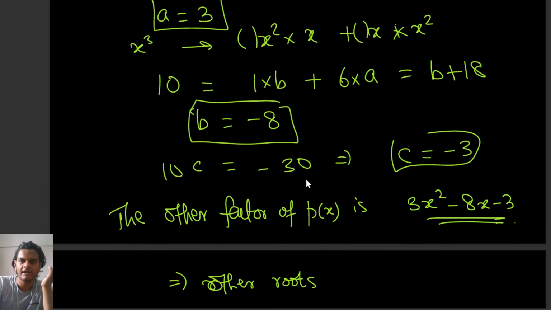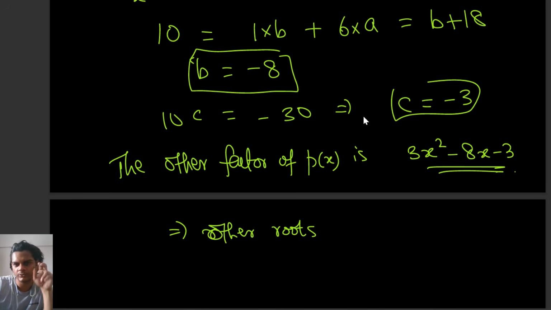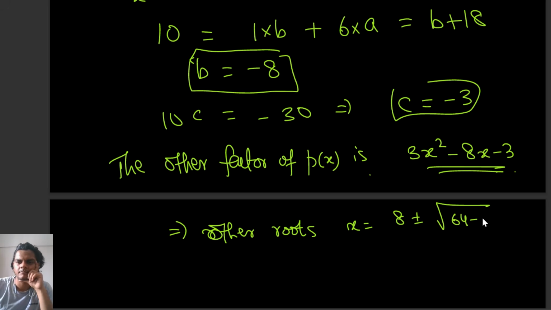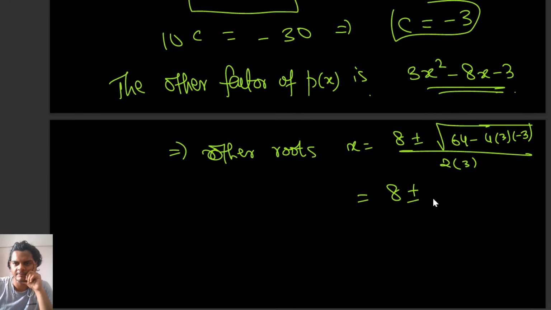So we have written one root here. This is another root, and other than these two, the other roots would be x is equal to 8 plus minus square root of, what is the discriminant? 64 minus 4 into 3 into minus 3, divided by 2 into 3. So that is 8 plus minus square root of 64 plus 48.